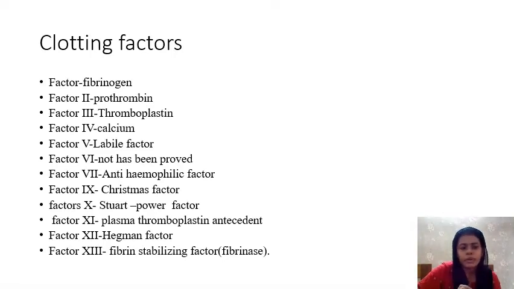Commonly they are denoted by Roman numerals, but each has a name, so you have to study the name also. First, factor 1, it is fibrinogen. Factor 2, prothrombin. Factor 3, thromboplastin. Factor 4, calcium. Factor 5, labile factor. Factor 6, for which the content has not been proved, and factor 7, anti-hemophilic factor. Factor 8, Christmas factor. Factor 9, Stuart-Prower factor.